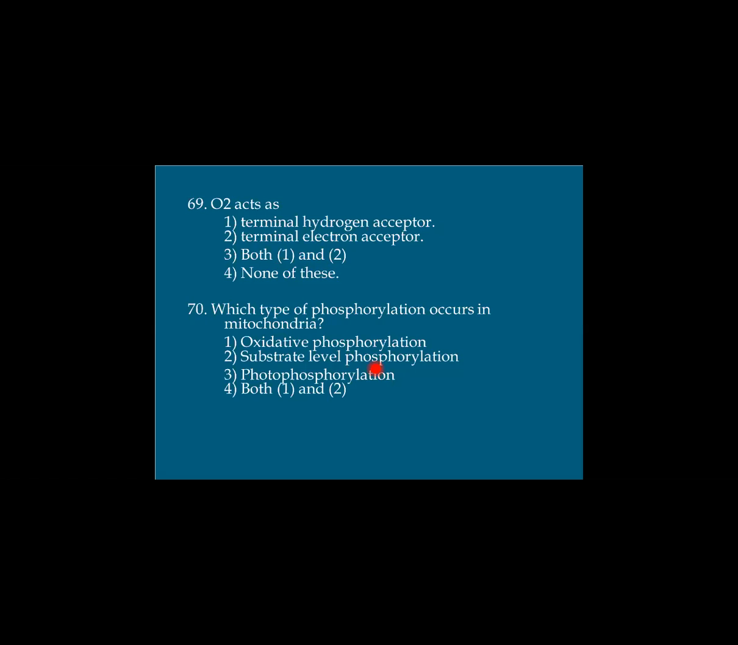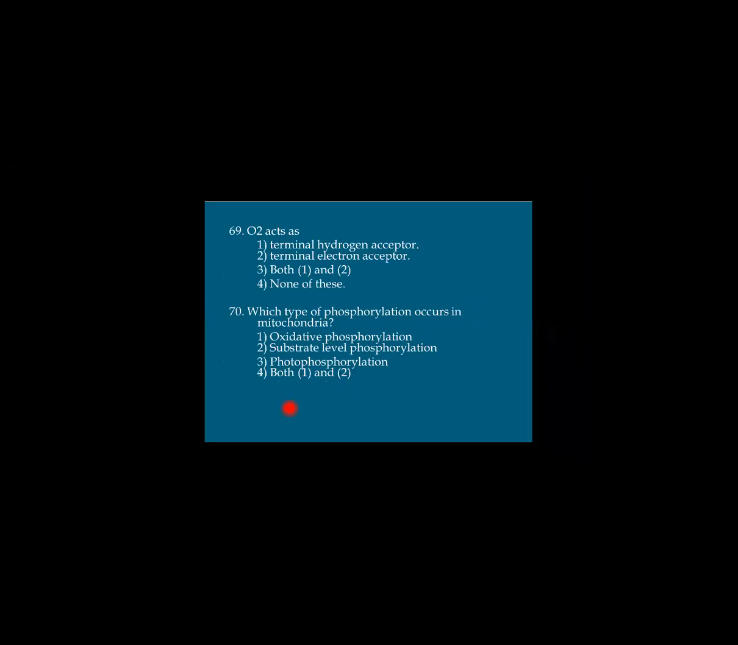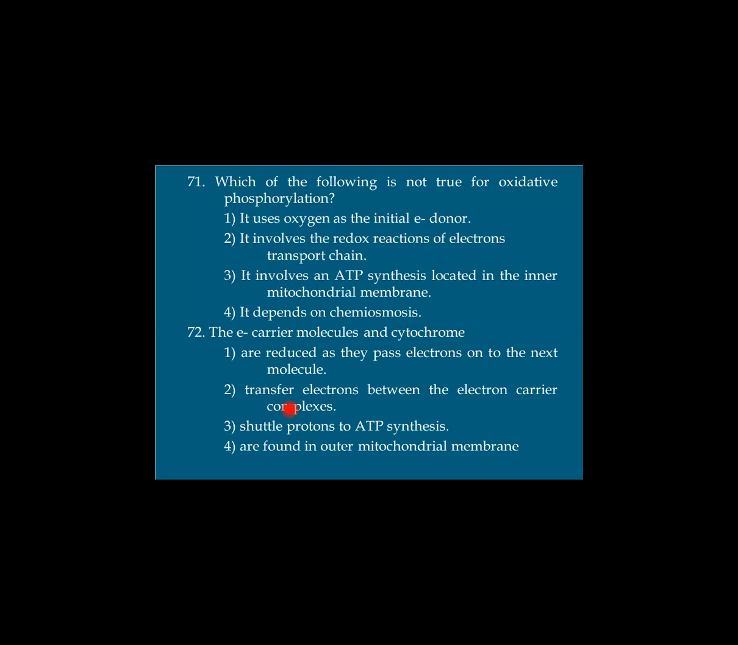Next, which type of phosphorylation occurs in mitochondria? Oxidative phosphorylation, substrate level phosphorylation, photophosphorylation, and the last one is both 1 and 2. So what phosphorylation occurs in mitochondria? Oxidative phosphorylation occurs in the ETS, that is in the inner membrane, no doubt about this. Substrate level phosphorylation also occurs during the Krebs cycle, no doubt about this. So both option 1 and 2 are right. So option 4 is the right answer for this question.